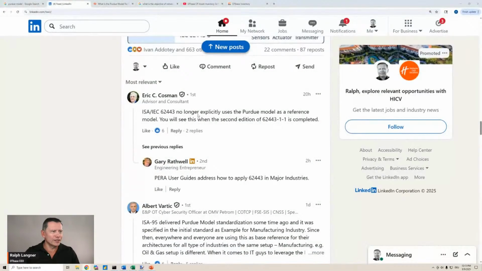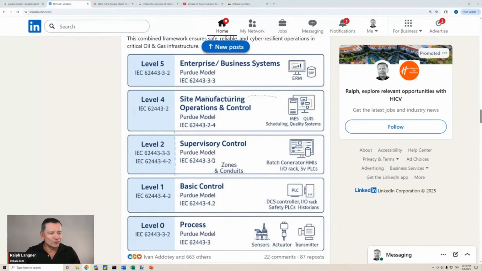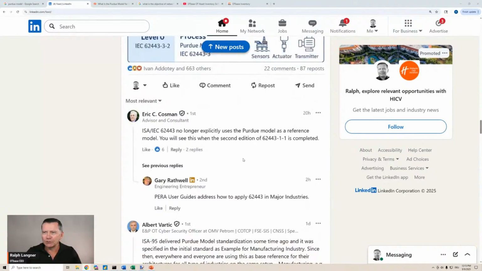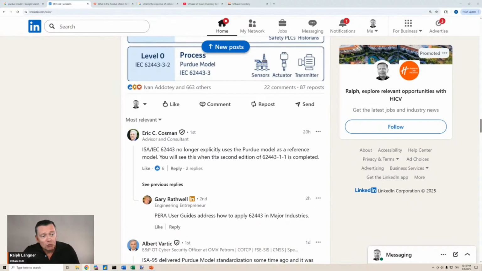Let's just quickly go back to that LinkedIn post. So with the missing level 3, Eric Kosman, in case you didn't know, was a longtime chairman of ISA 99, which is the predecessor of IEC 62443. And Eric tells our friend, well, it no longer explicitly uses the Purdue model as reference model. And so most of you will already know this. 62443 has replaced that with zones and conduits, which makes much more sense. And you will see why in a second.